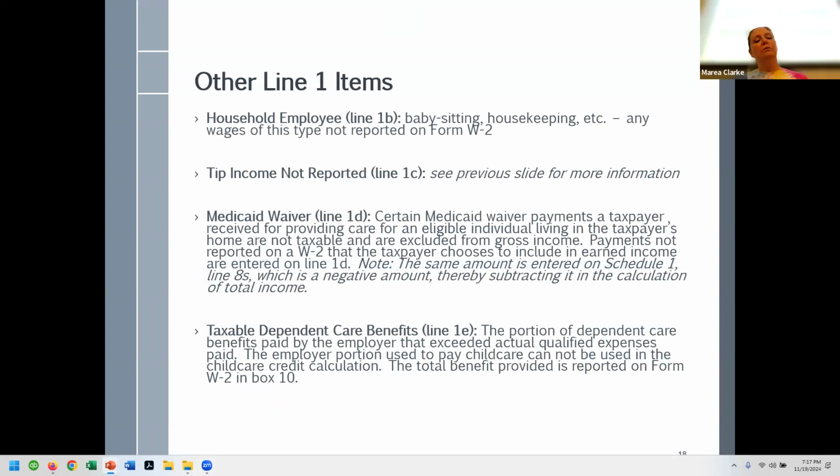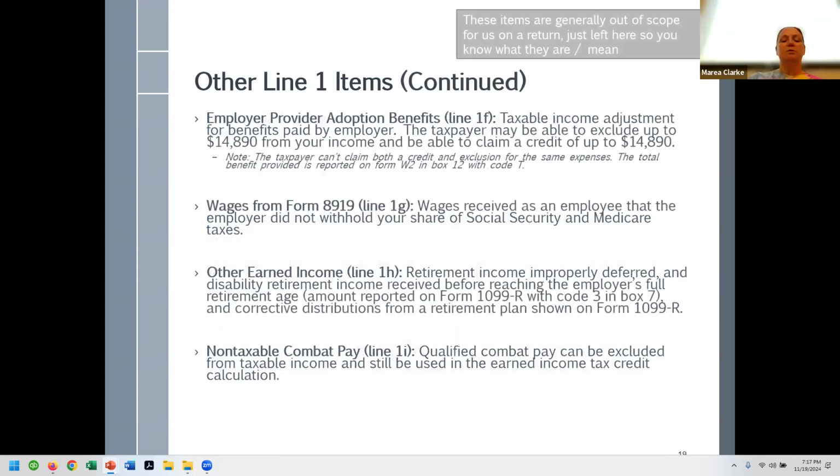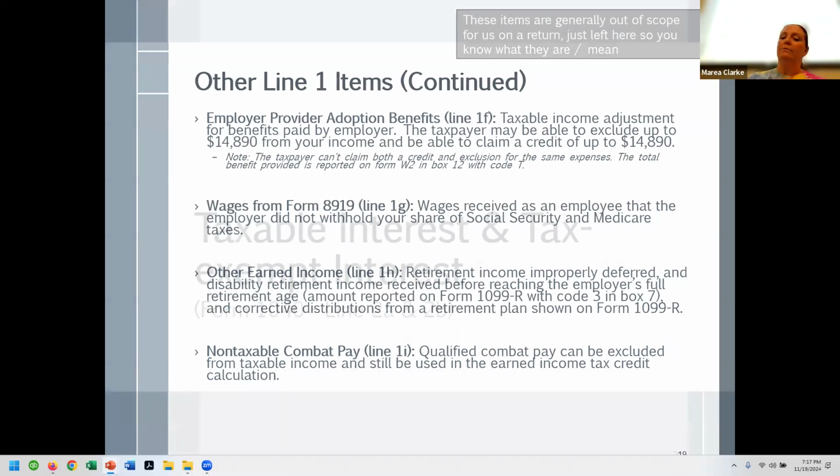If you work as a household employee, such as babysitting or housekeeping, that may not get reported on a W-2, but you also have to report it. Other benefits may need to get reported, like adoption benefits, dependent care benefits, retirement income that was not properly deferred, non-taxable combat pay if we had any military vets that came to see us to get their taxes done, that would also get reported as well.